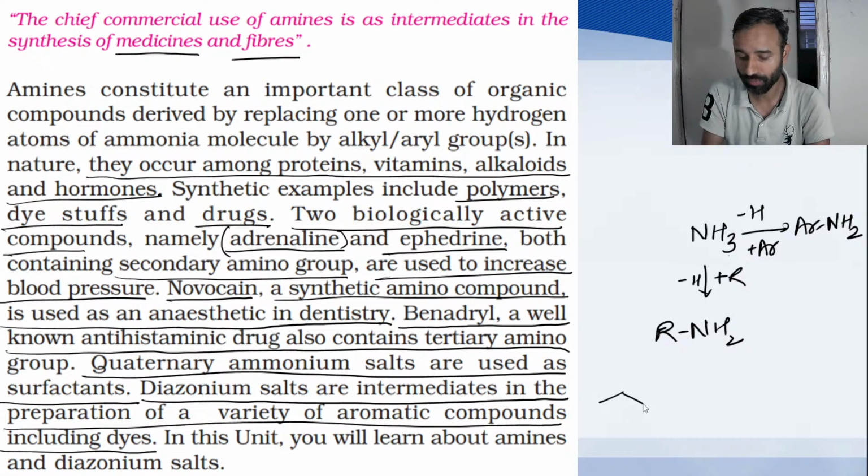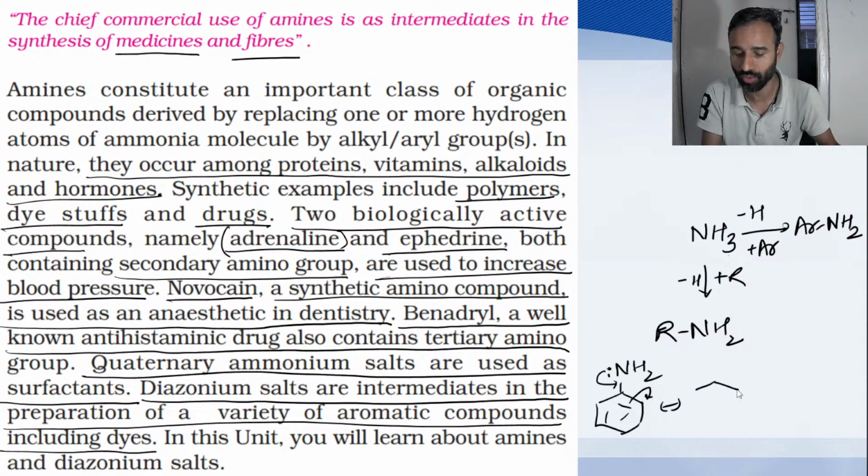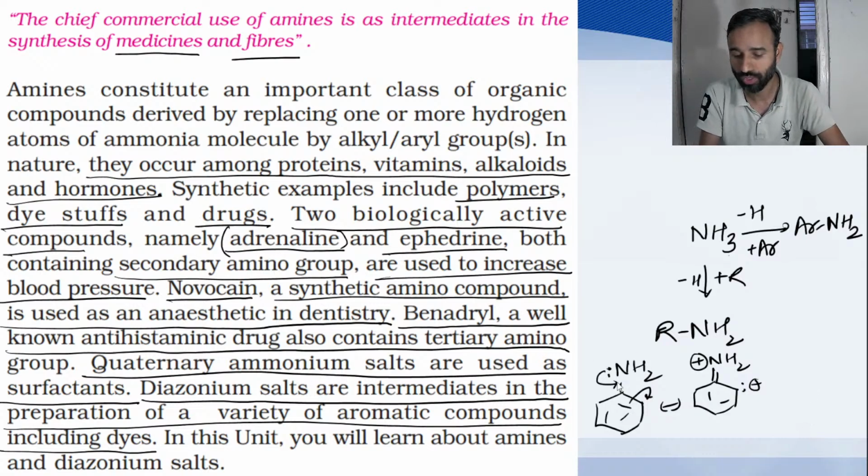Because if the NH2 group is on a benzene ring, then it is very difficult to break this C-N bond. Why is it so? Because the C-N bond acquires double bond character. So to remove this NH2 group, first we convert NH2 into a diazonium salt, because diazonium salts are very good leaving groups.